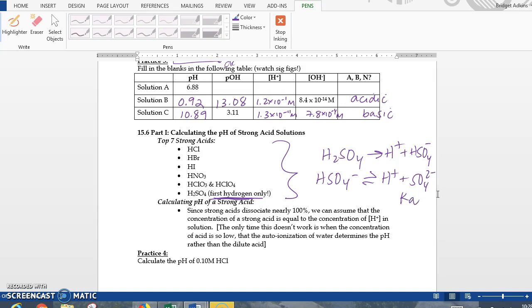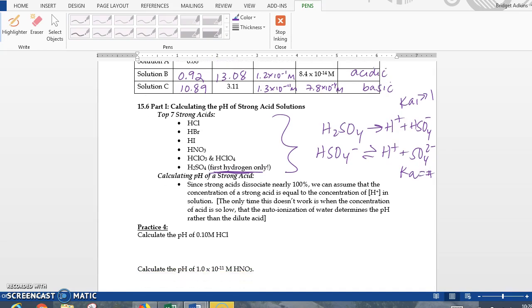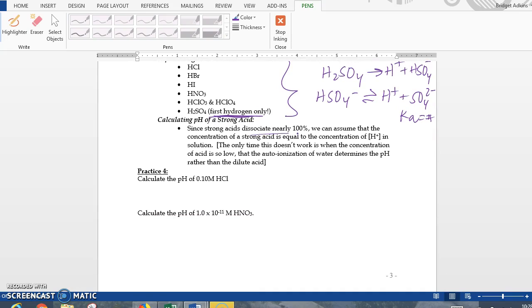So this would have a Ka value. It's Ka1, and don't worry about why it's Ka1. It is way, way bigger than 1. This would have some number that you could look up in a table. So we assume 100% dissociation, okay?